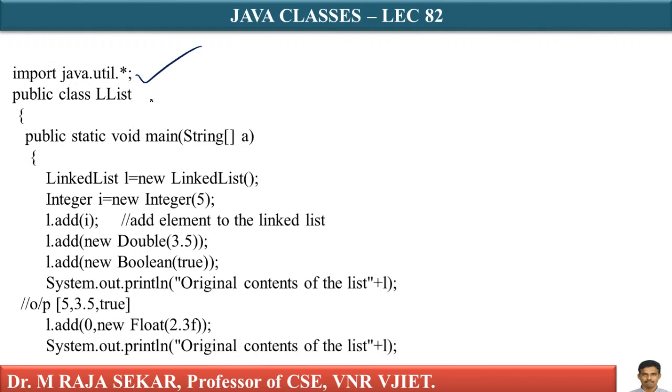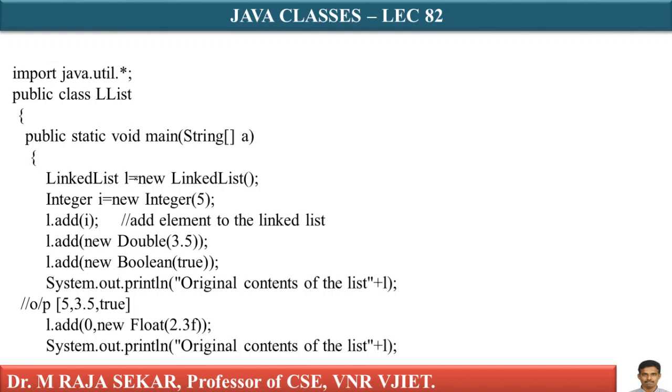As I told you, this LinkedList class is available in the java.util package. I am importing java.util. I am giving the class name LL-list, my intention is linked list; whichever name you want, you can keep. Public static void main, String args, we know the meaning. LinkedList is a class which is defined in the java.util package. How can I create an object? Class name, space, object name equal to new class name, isn't it?